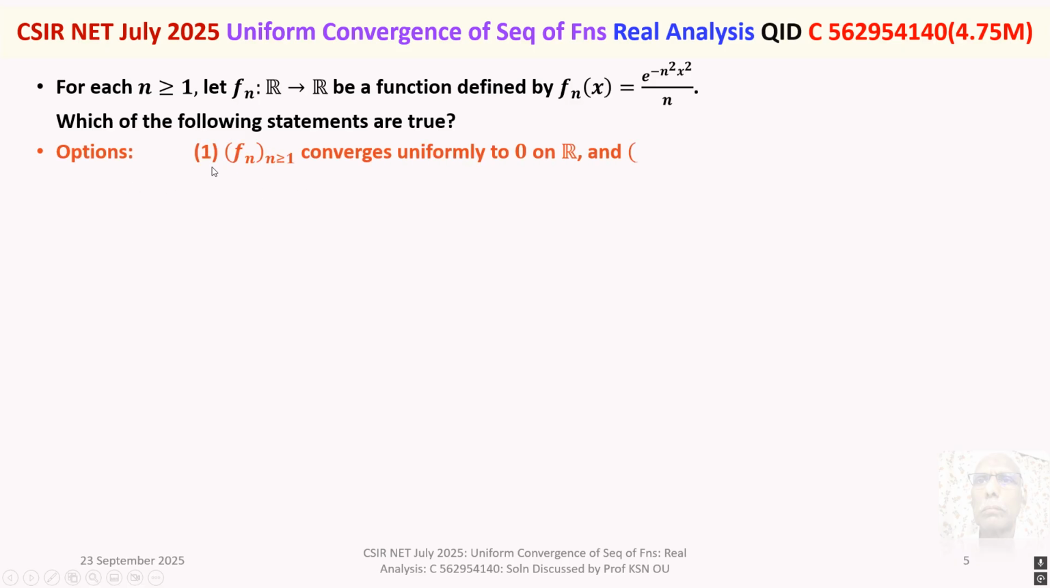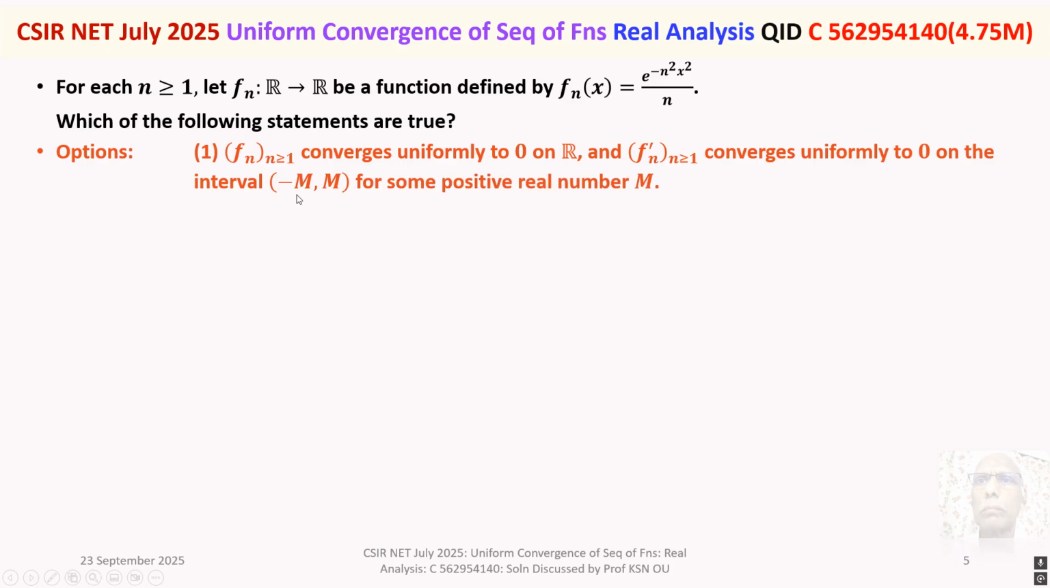Option 1 talks about the sequence Fn converges uniformly to 0 on R, and the sequence Fn prime converges uniformly to 0 on the interval minus m to plus m, for some positive real number m.